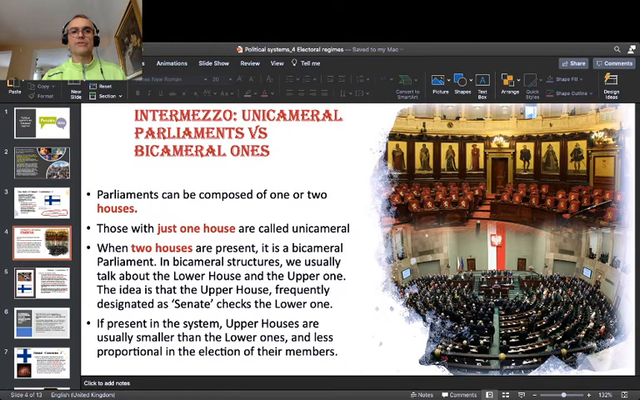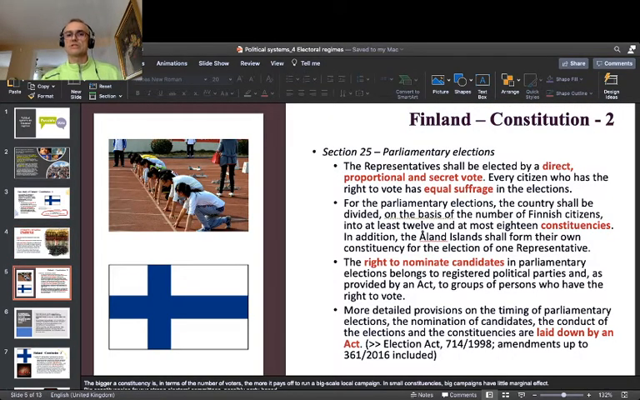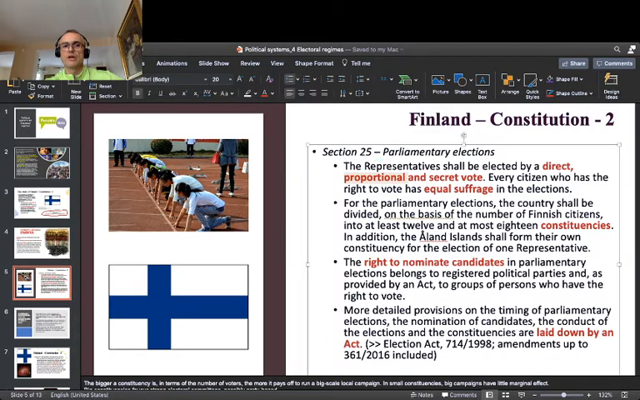Okay, let's go back to Finland. Here is section 25. The representatives shall be elected by a direct, proportional and secret vote. Every citizen who has the right to vote has equal suffrage in the elections. In that first passage, the most important thing is that proportional thing. I will discuss it particularly later, and essentially the remaining part of this video is very much focused on that proportional thing.